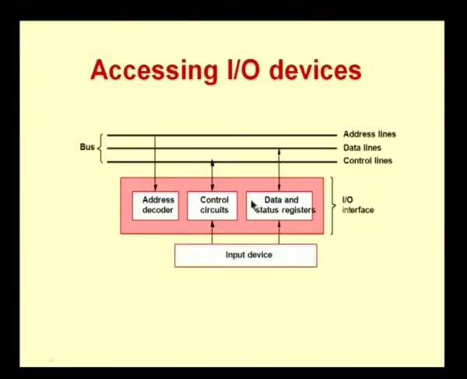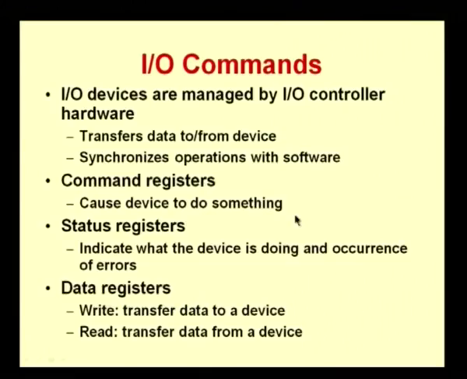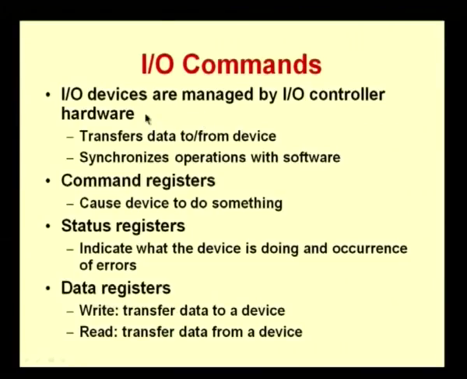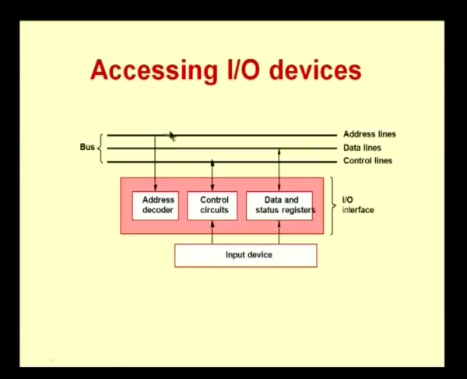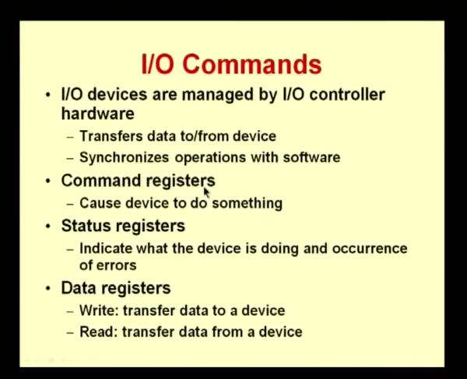Welcome back after the break. So, we said that data is transferred to the I/O devices by means of these data and status registers. The data that is transferred is referred to as I/O commands. So, in fact, when we talk of data and status registers here, we also refer to these data registers as command registers. Command registers cause the device to do something, and then we have status registers which will indicate what the device is doing and the occurrence of errors.